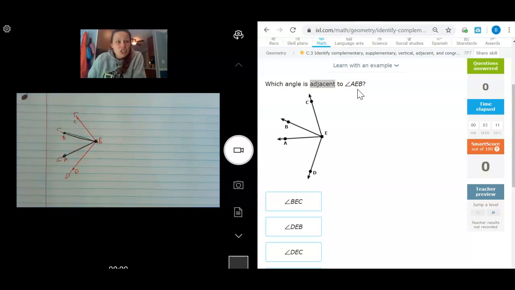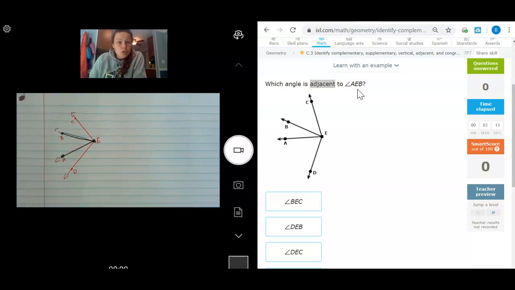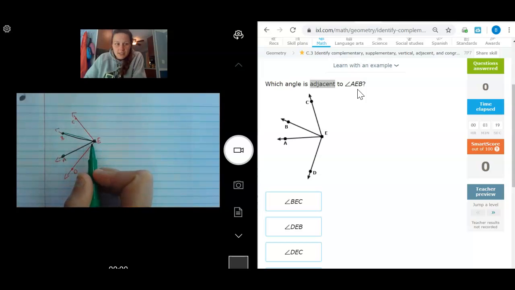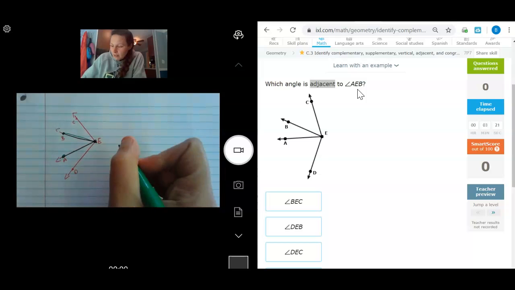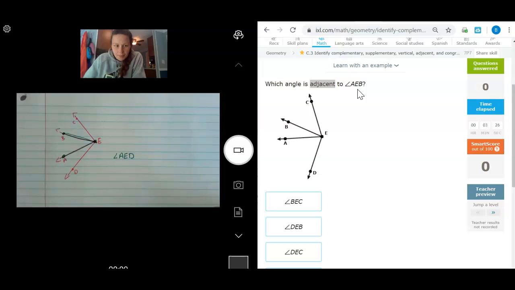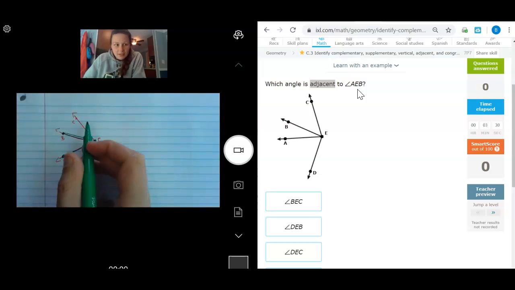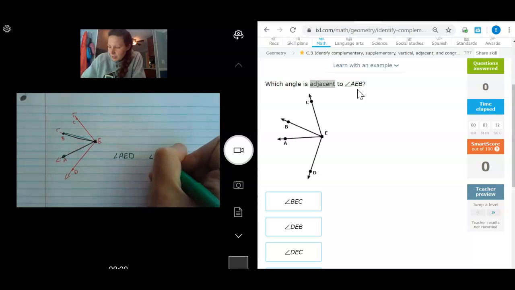We want something that's adjacent, and adjacent means next to or touching. So it needs to either have BE as one of the sides, or it needs to have AE as one of the sides. So it's either going to be angle AED. That would be adjacent to this. That's this angle. Or it would be the angle on the other side, angle BEC.